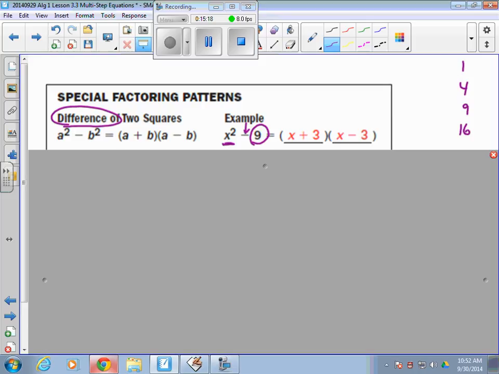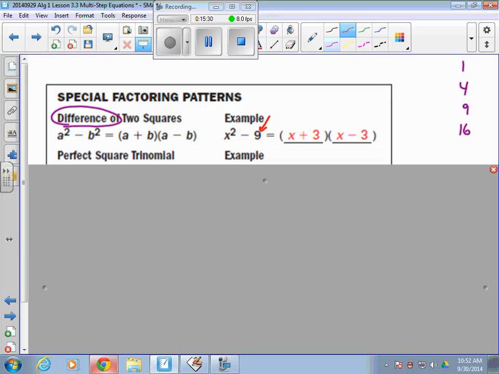So anytime it's the difference, you put it as x plus whatever this is, the square root of, x plus 3 times x minus 3. 1 plus, 1 minus. That's the difference of two squares. That makes more sense when you work with that.